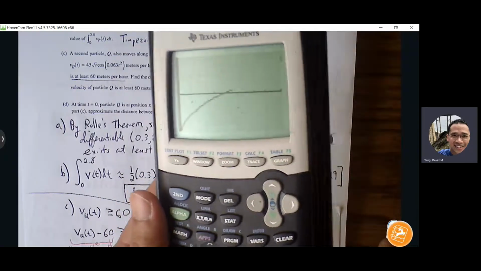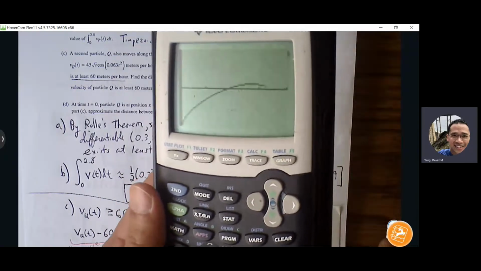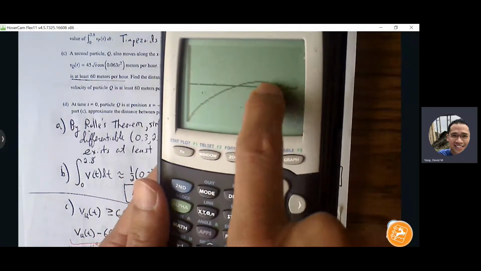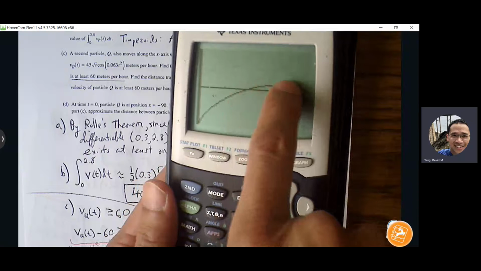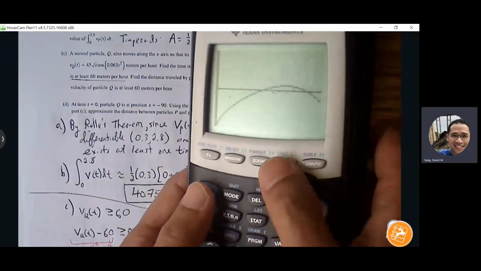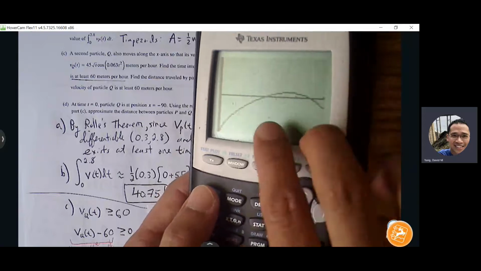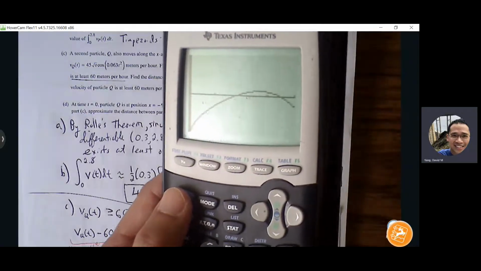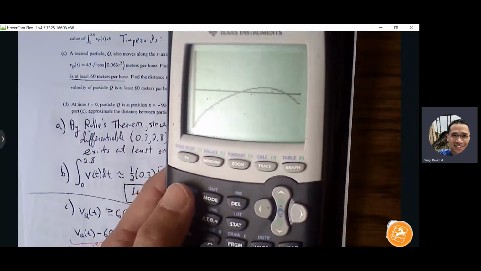Where is the graph going to live above the x-axis? Okay, so that's the region that I care about. I care about this region where it's going to be greater than 60, because we made that adjustment. So look for that x-intercept. We can do second trace, find those two x-intercepts, and we know what's between those two time values is when my particle is going to be moving more than 60.